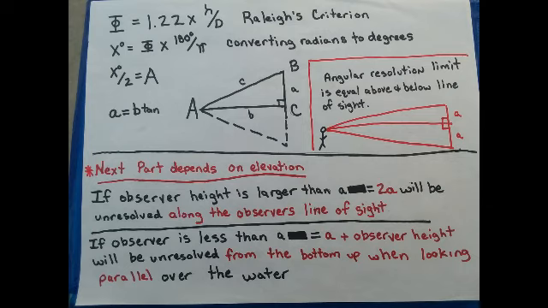If your observer height is less than a, and you are looking parallel over water or any other flat surface, you will use a plus your observer height, and that will be unresolved from the bottom up when looking parallel over a flat surface or water. This is why the bottom of boats disappear. This is why the bottoms of buildings seem to be cut off. This is an optical phenomenon that is a fundamental limitation of any lens with a circular aperture. I have to say it again. It is a fundamental limitation of any lens with a circular aperture.